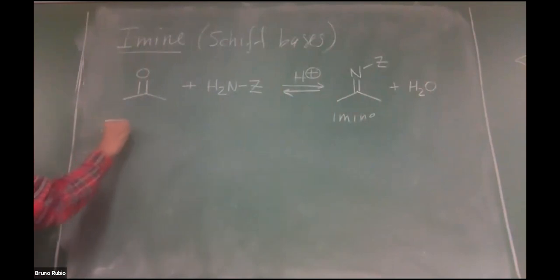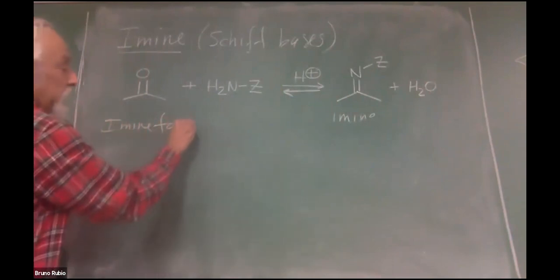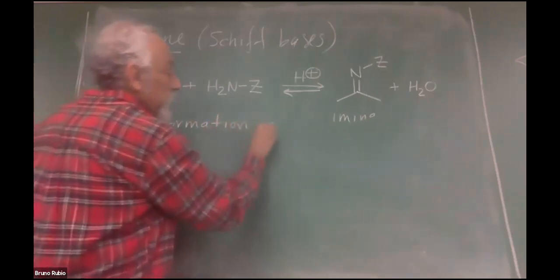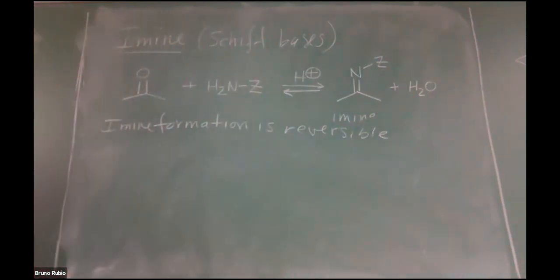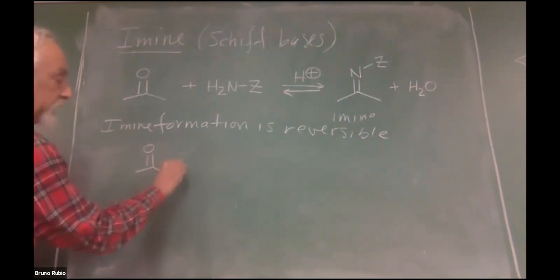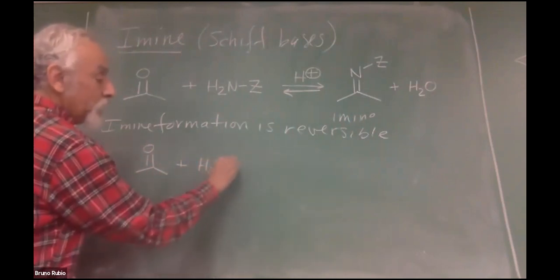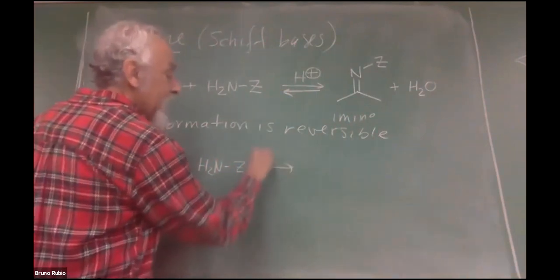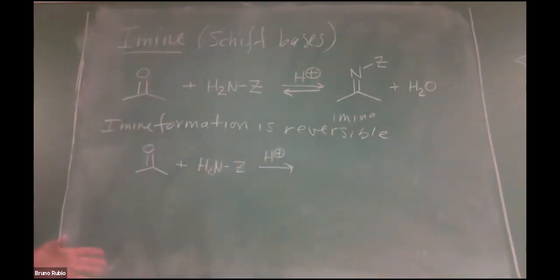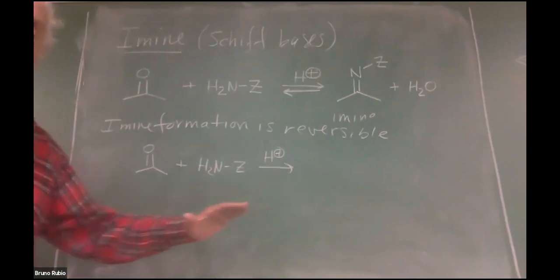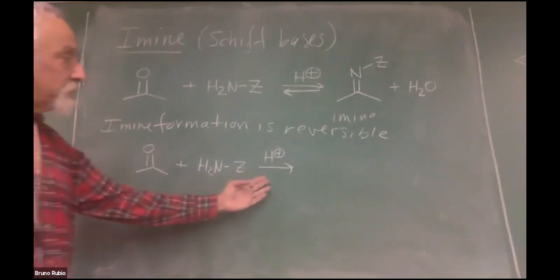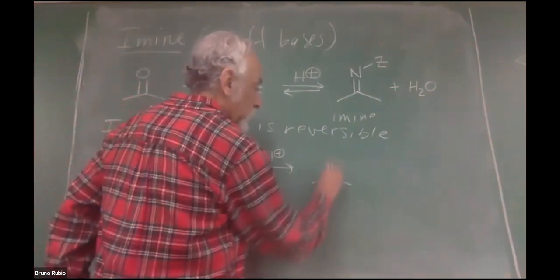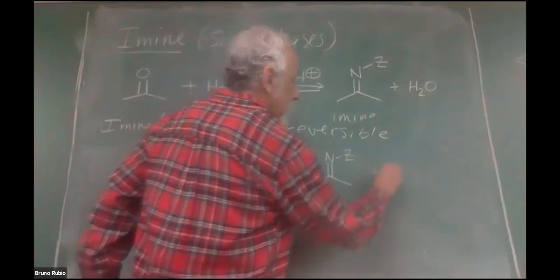Okay, so imine formation is reversible. So what we mean by that is if we start with an aldehyde or ketone and a primary amine and add acid, I'm not drawing an equilibrium arrow because I'm just thinking about the forward reaction right now. If we start with an aldehyde or a ketone and a primary amine and add acid, what we're going to get is an imine and water.